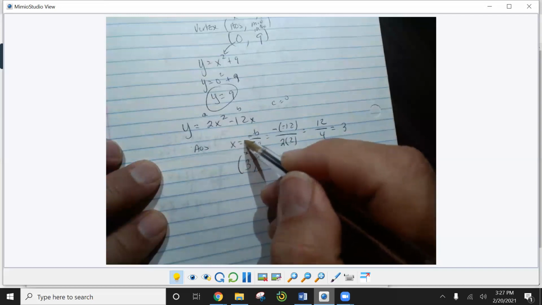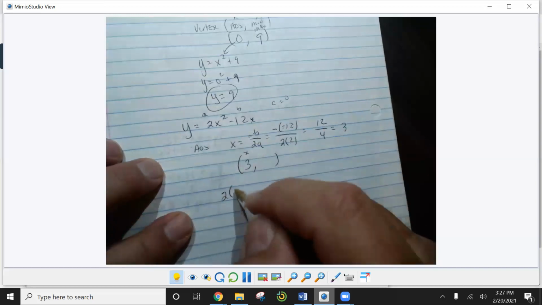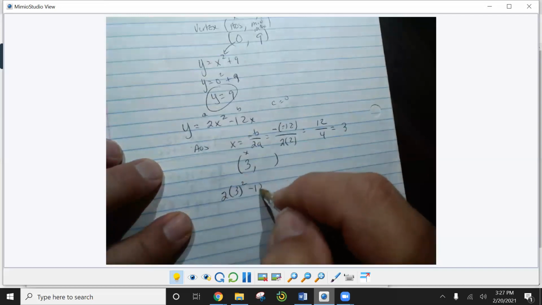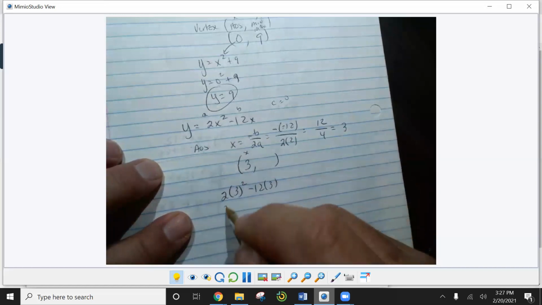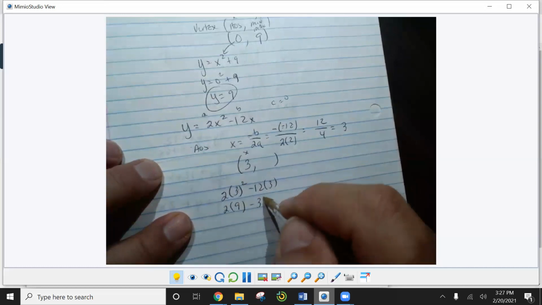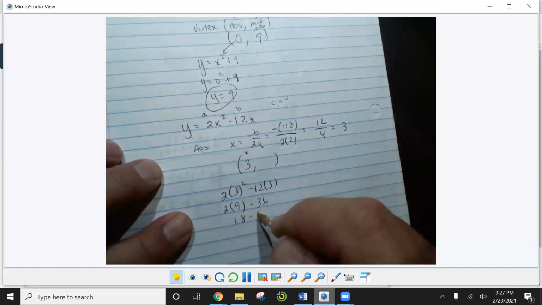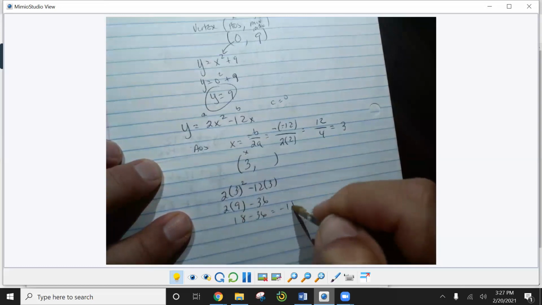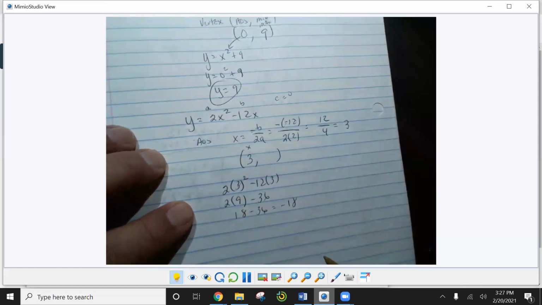See, it says x equals. So we're going to say 2 times 3 squared minus 12 times 3. 2 times, what's 3 times 3 is 9, that's 18, and 12 times 3 is 36. 18 minus 36, look, it's a negative 18. So if I did my math right, I better check it.